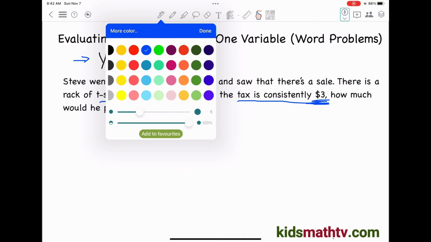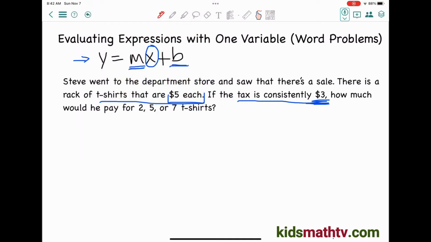So let me rewrite the equation on the side. So over here, let's rewrite it. We got y equals, remember that m equals 5, and that is per t-shirt. We can use any variable. In this case, we can use t, and plus, and then 3. That is the tax. So in this problem, we have to solve for 2, 5, or 7 t-shirts.